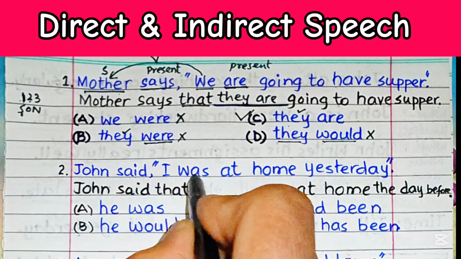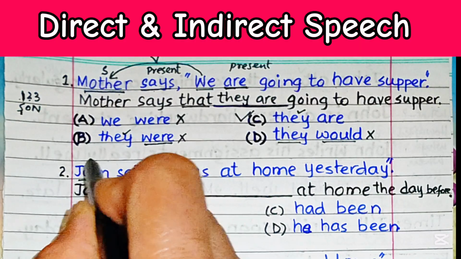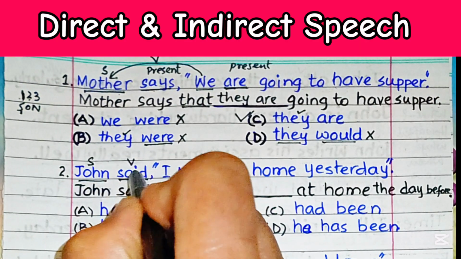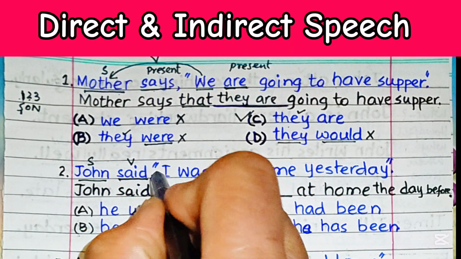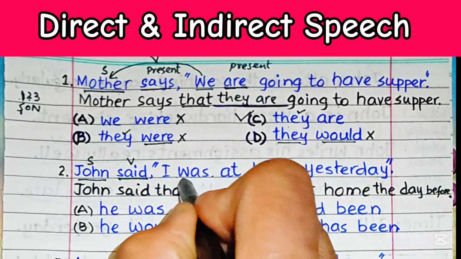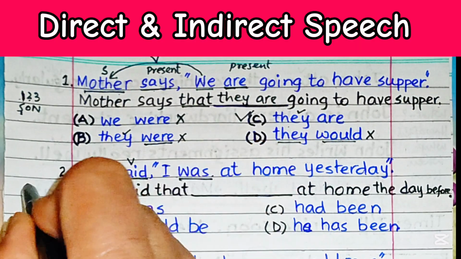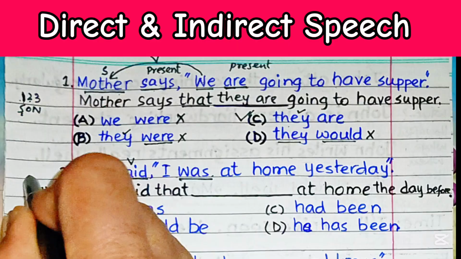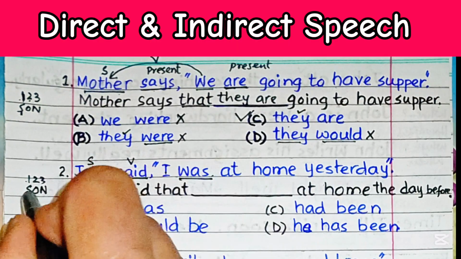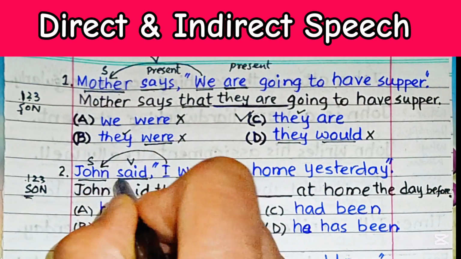John said I was at home yesterday. Over here John is the subject of the reporting speech and said is the verb, that is in past tense. John said I was at home yesterday. This is first person I. So as per the SON pattern, first person, second person, third person, the first person is to be changed with the subject, we know this. So it is to be changed with John.